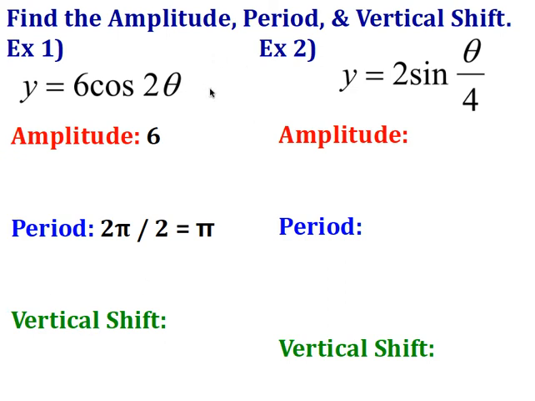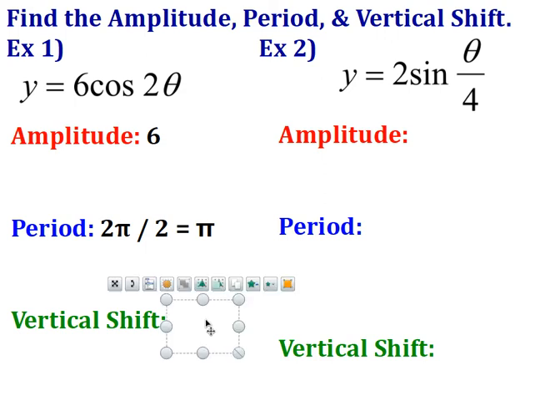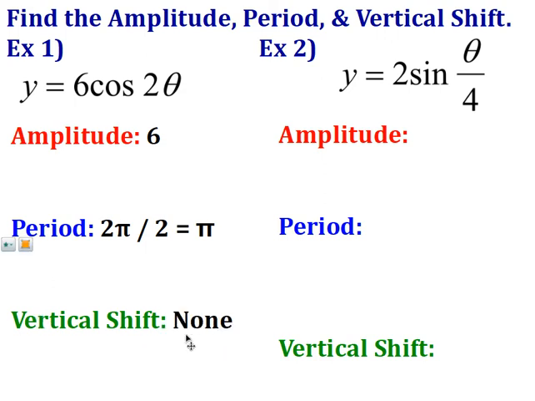Your vertical shift would be a plus or minus out here after the theta or the x. So in this case, we have none. And that's all for this one function.